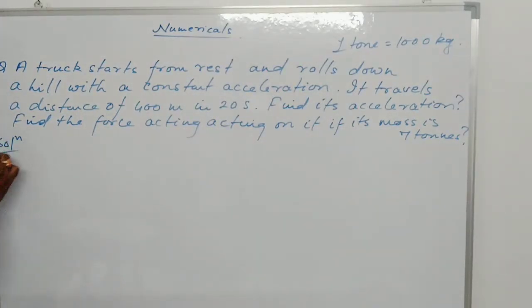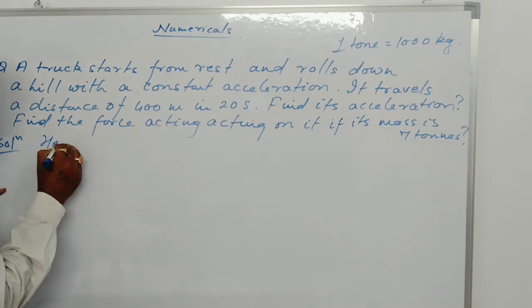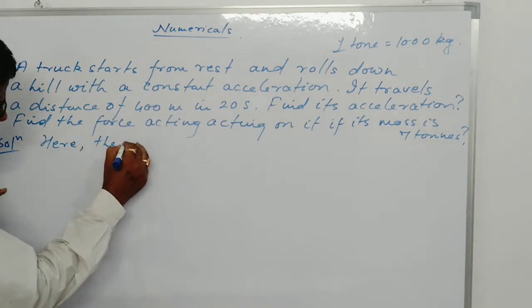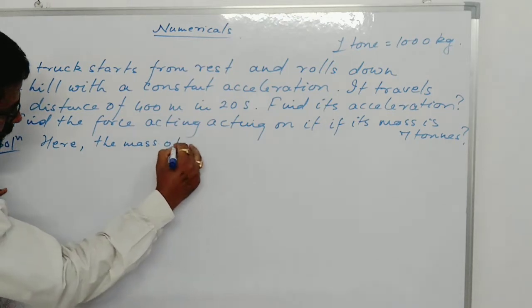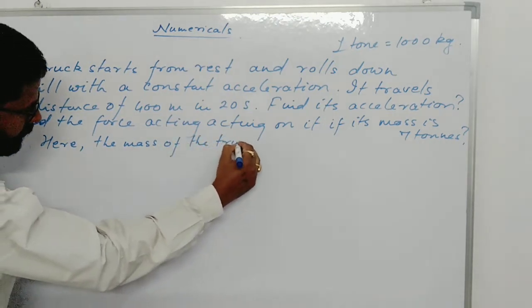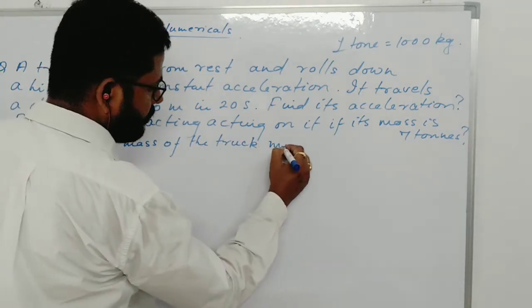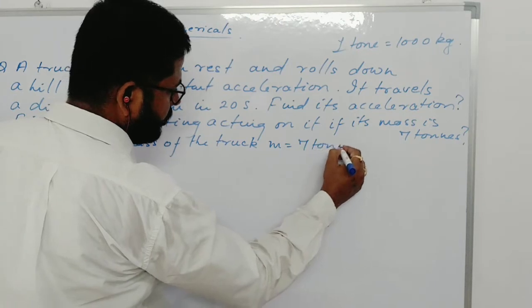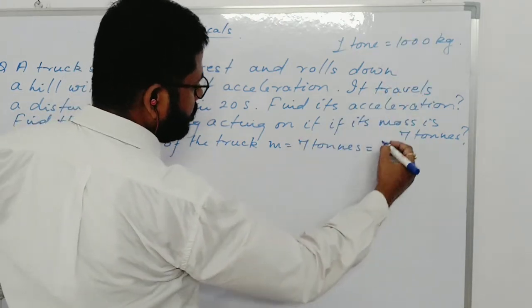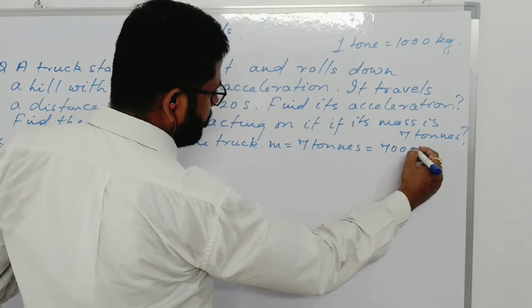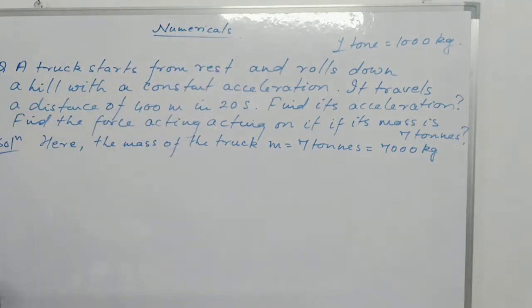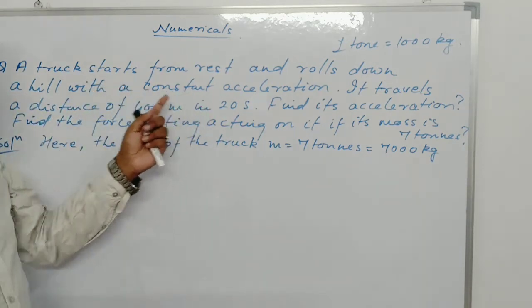Now let's solve this question. What is given here? The mass of the truck, suppose M, is equal to 7 tons, which is 7 into 1000, that is 7000 kg. Got it? So this is given. And what is it travels?